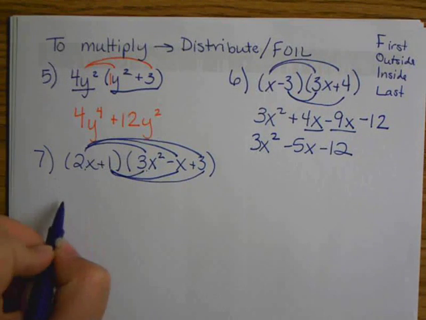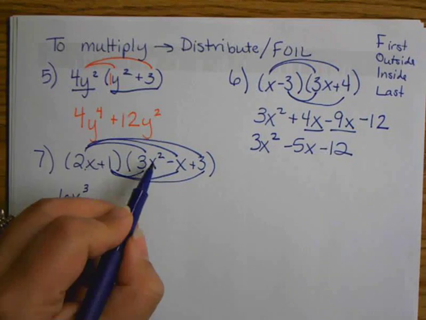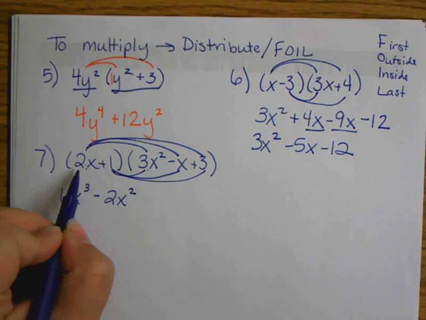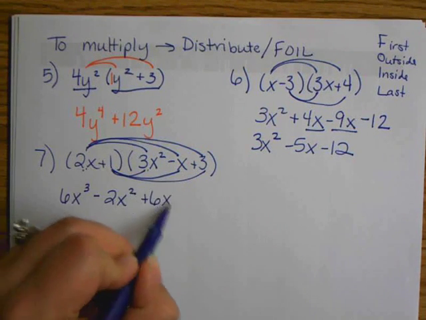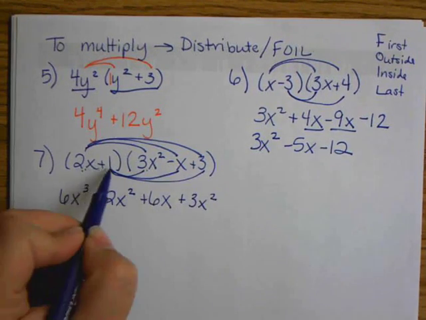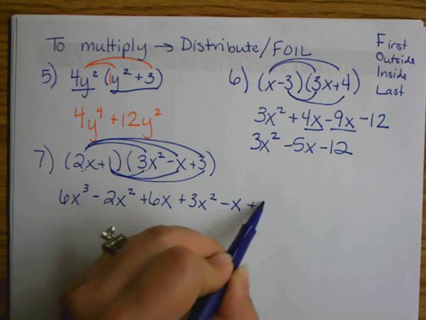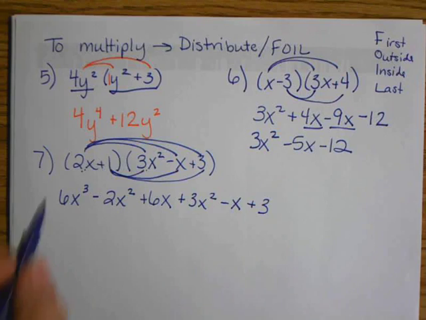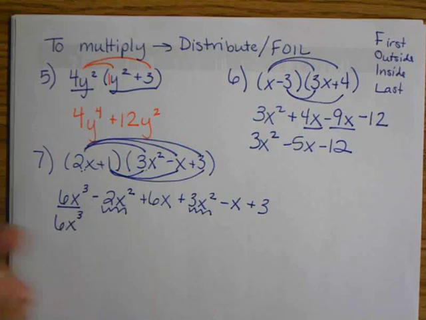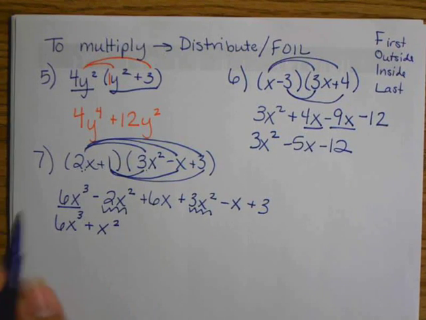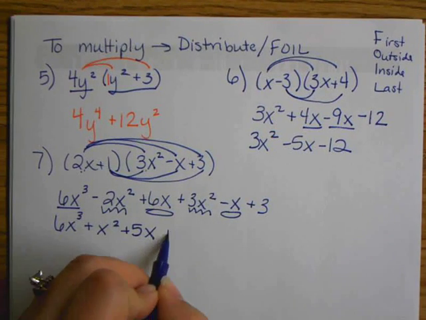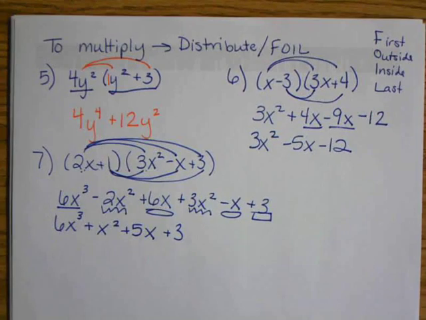So we have 2x times 3x is 6x cubed, 3x squared, excuse me. 2x times negative x is negative 2x squared, and 2x times 3 is plus 6x. Now I've got 1 times 3x is plus 3x squared, and 1 times anything just keeps everything the same. So now I need to clean it up. 6x cubed, got it. Minus 2x squared plus 3x squared is plus x squared. I've got 6x minus x is plus 5x, and then a plus 3 hanging out at the end.